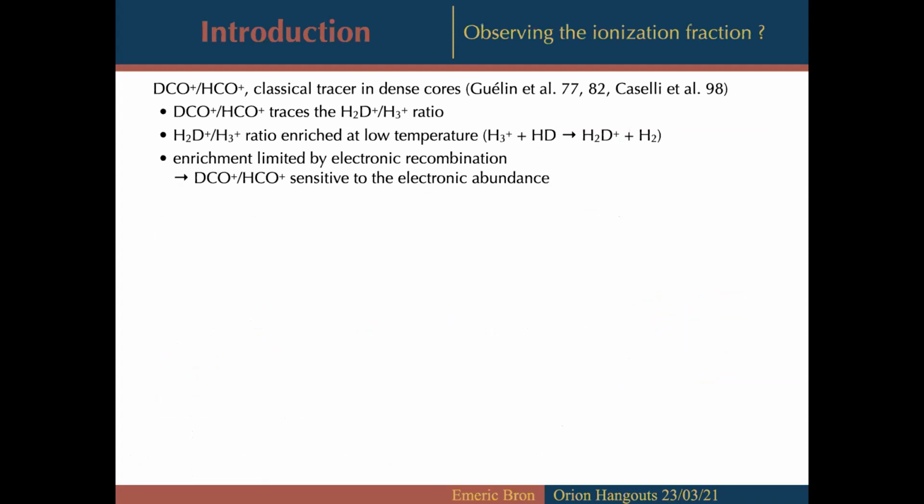The classical methods use deuteration ratios for molecules, and especially the deuteration ratio of HCO+, so DCO+ over HCO+, based on the idea that this ratio traces the H2D+ over H3+, because deuterium enters the chemistry of complex molecules through the deuteration of H3+. And this ratio is controlled by enrichment at low temperature, but this enrichment will be limited by electronic recombination. And so the deuteration ratios of molecules, and especially of DCO+ over HCO+, should be sensitive to electronic abundances.